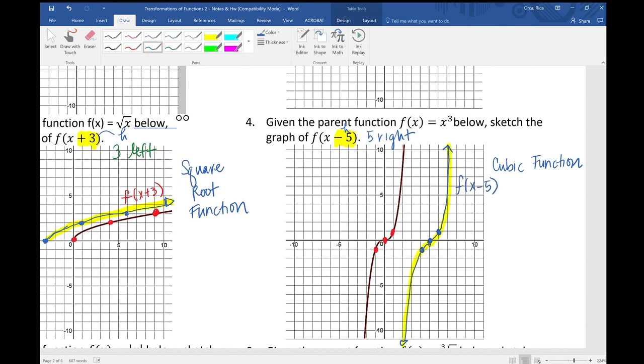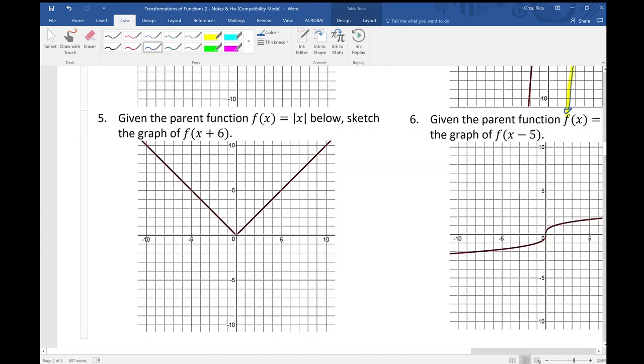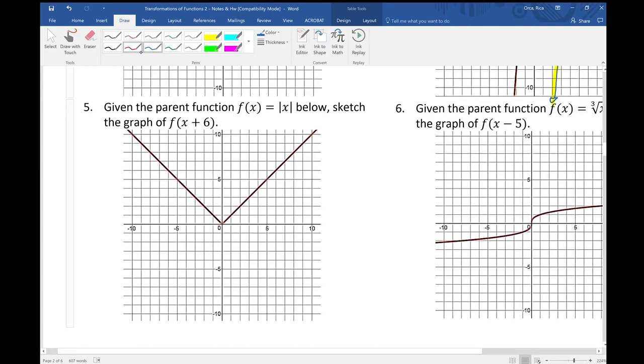Great job, class. You're getting the hang of this. Let's move on to problem number 5. Given the parent function f(x) = the absolute value of x, sketch the graph of f(x + 6). So the graph looks like a V. I know that it's going to be an absolute value function. We want to graph f(x + 6). The plus 6 is inside of the parentheses. That's your h value. And so that tells us to move the graph 6 units to the left.